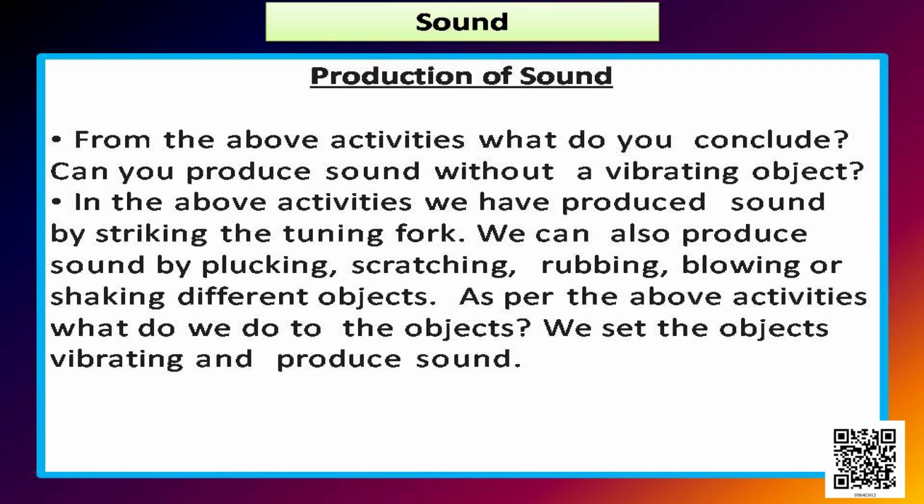In these activities, we have produced sound by striking the tuning fork. We can also produce sound by plucking, scratching, rubbing, blowing or shaking different objects. You all know about the guitar. How does the guitarist play a guitar? They pluck the strings of the guitar. In the same way, when we play any kind of other musical instruments, we create some kind of vibration. You may have seen the dholak or tabla. There also we strike them with our hand, thereby creating vibration in the surface. We set the objects vibrating and produce sound.